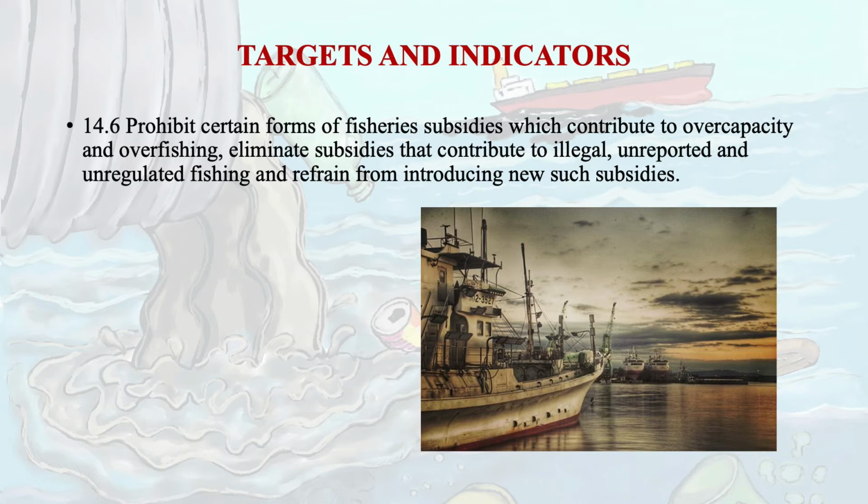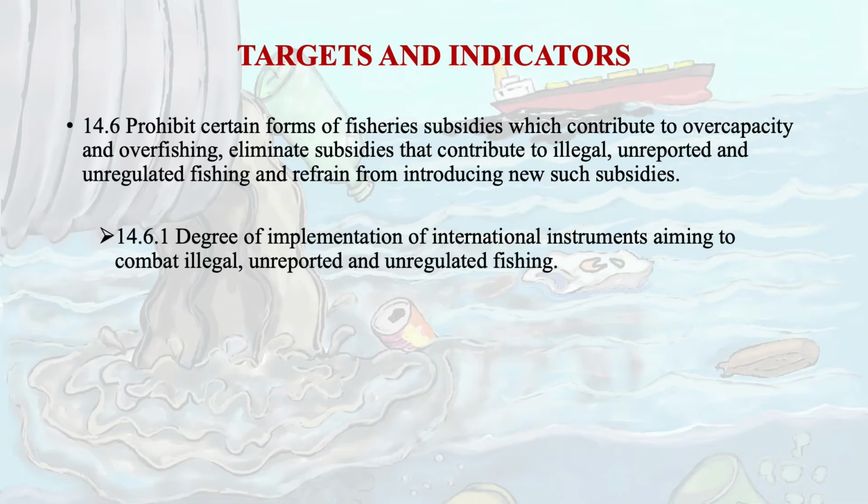that contribute to illegal, unreported, and unregulated fishing, and we have to refrain from introducing new subsidies, recognizing that appropriate and effective special and differential treatment for developing and least developed countries should be an integral part of the World Trade Organization fisheries subsidies negotiation. So the degree of implementation of international instruments aiming to combat illegal, unreported, unregulated fishing is one of the indicators to look into the progress of this target.